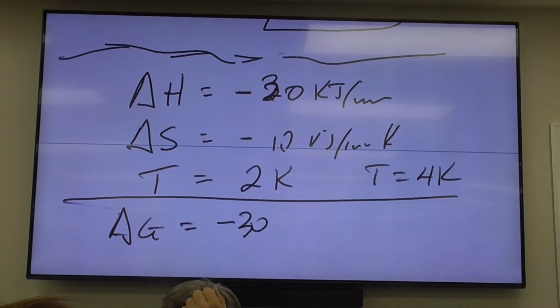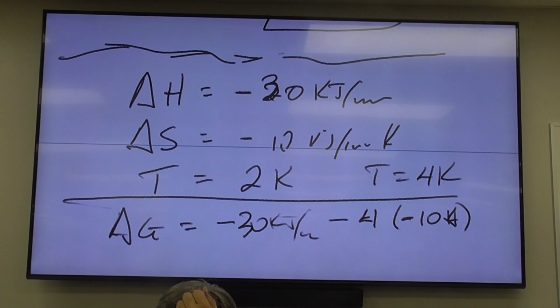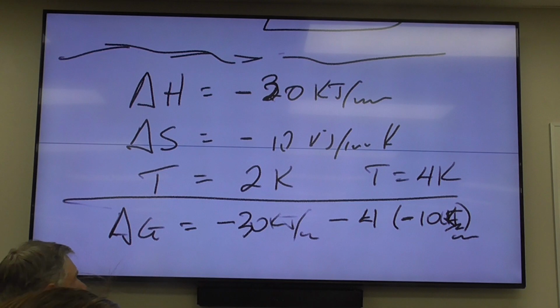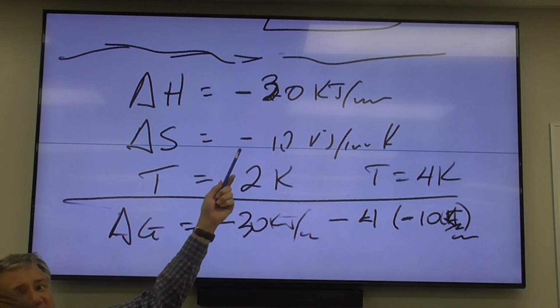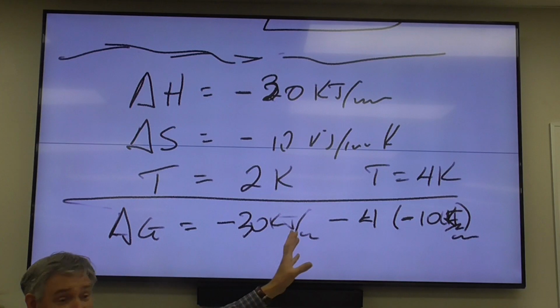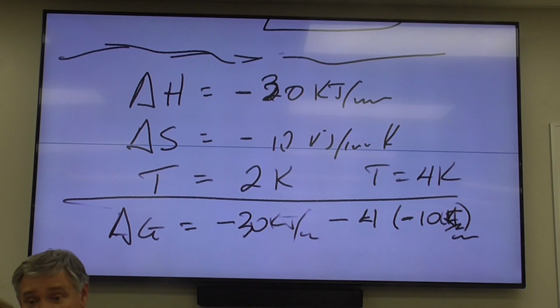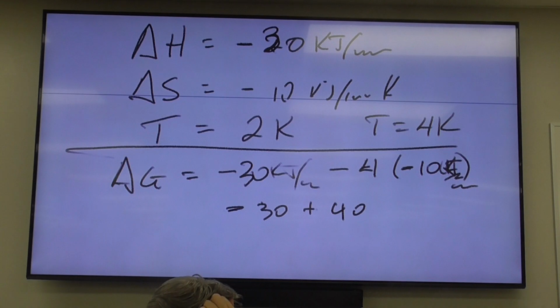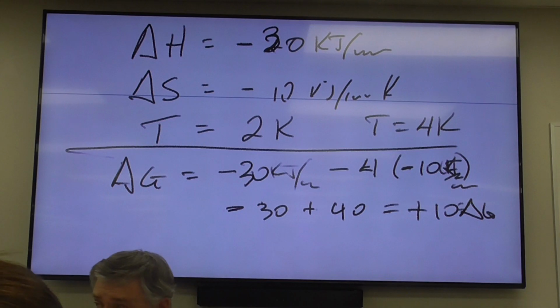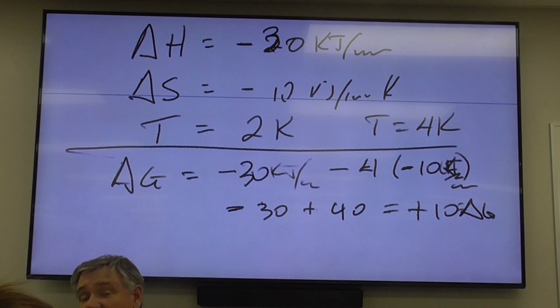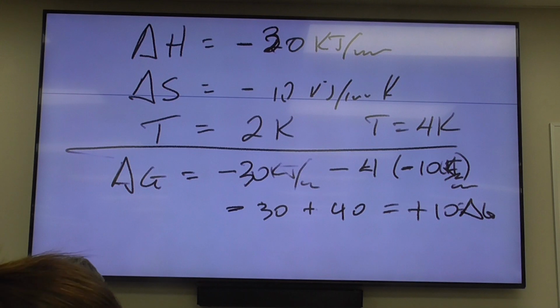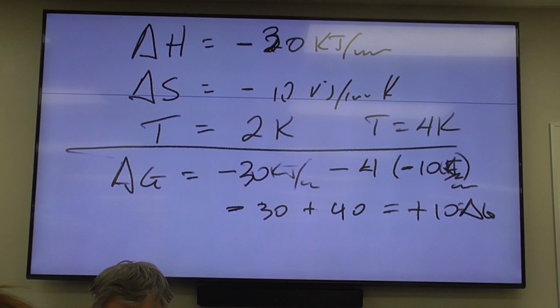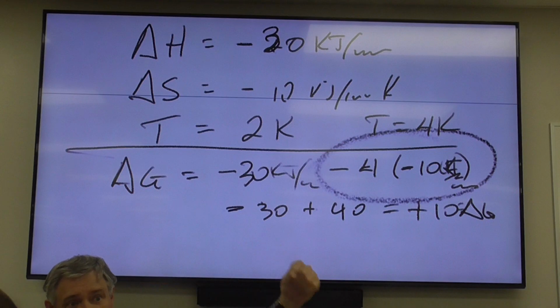So I got negative 30 minus, and we'll start with the 4, times the negative 10. Okay? Kilojoules per mole. So I got minus 4 times the negative 10. So what am I going to do mathematically, ending up with that term over there? Positive. So I'm going to have negative 30 plus 40, which is going to get me 10. So my delta G is going to be a positive number. So is it spontaneous? No. So what's happened is that I've let the T delta S term get too big, okay?